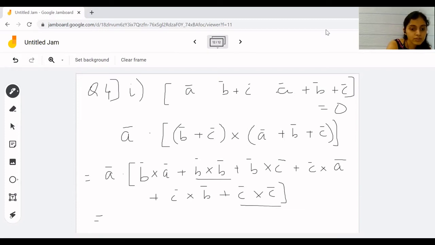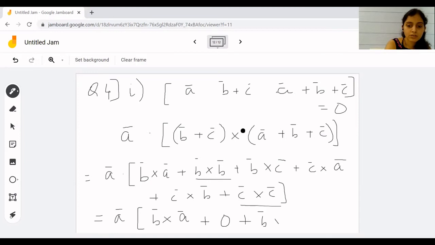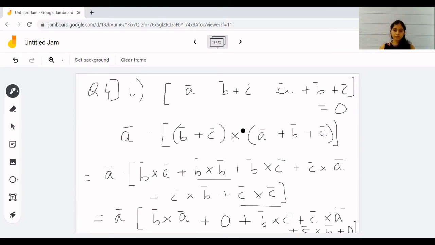So first we can put the values that are 0 as 0: b bar cross a bar plus 0 plus b bar cross c bar plus c bar cross a bar plus c bar cross b bar plus 0. So now we have b cross a, b cross c, c cross b, and c cross a.